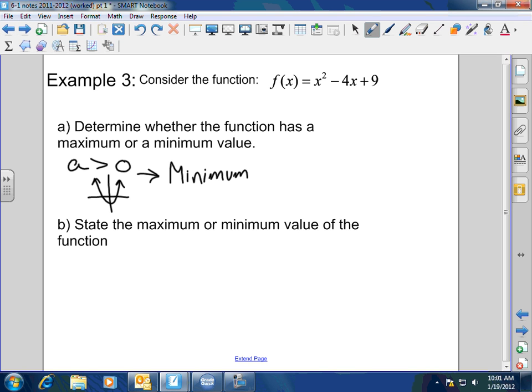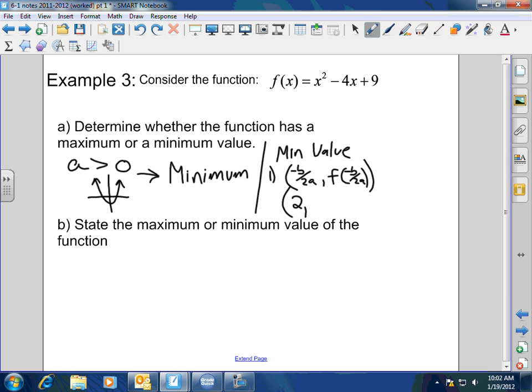Now, what is the value of the min? Well, for the min value, you're going to have to find the vertex. And the y value of the vertex will be your minimum value here. So first step, of course, you have to find the x part of the vertex, which is negative b over 2a, and then comma, f of negative b over 2a. So you got to find the axis of symmetry. So the negative b over 2a here is going to be 4 over 2, which is 2.